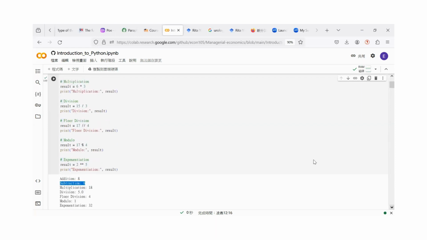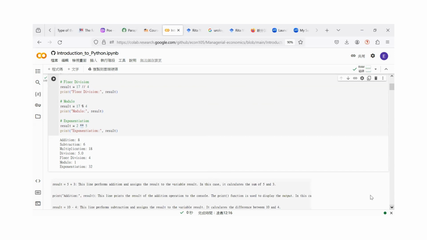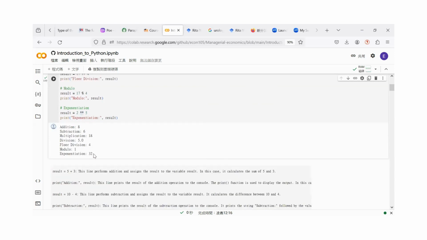And then multiplication, 6 star. You can see that we have got the star here. The star just refers to multiply. And likewise for this one, it refers to division. And then this one is 4 division, double, so we have got the 2 slashes. And for the modulo, we have got the percentage here. For exponential, we have got the 2 stars here. So that refers to, for instance, 2 to the power of 5, so there's 32.